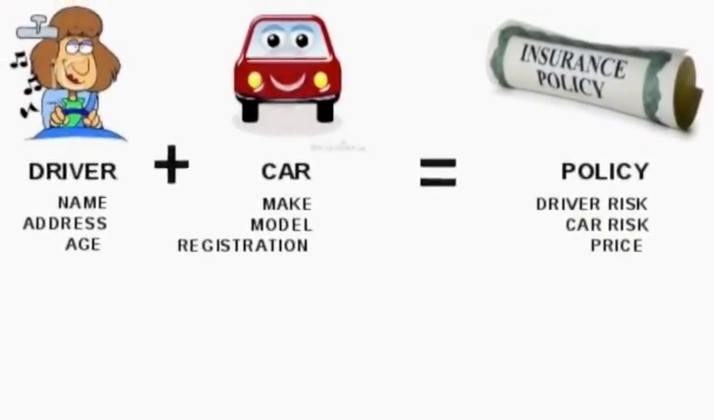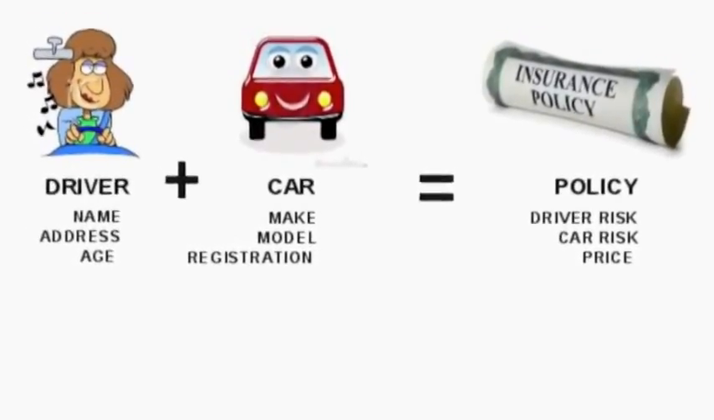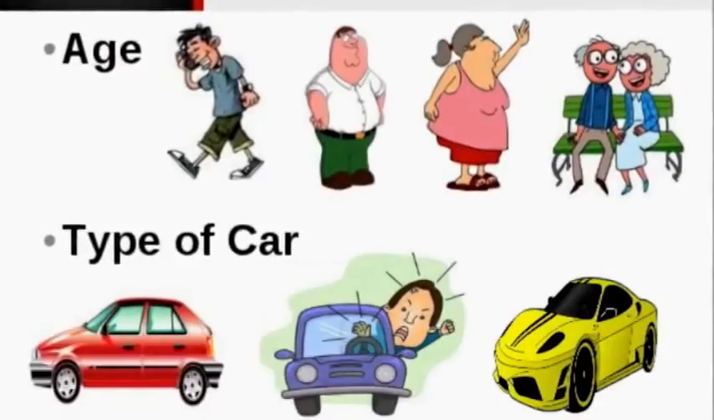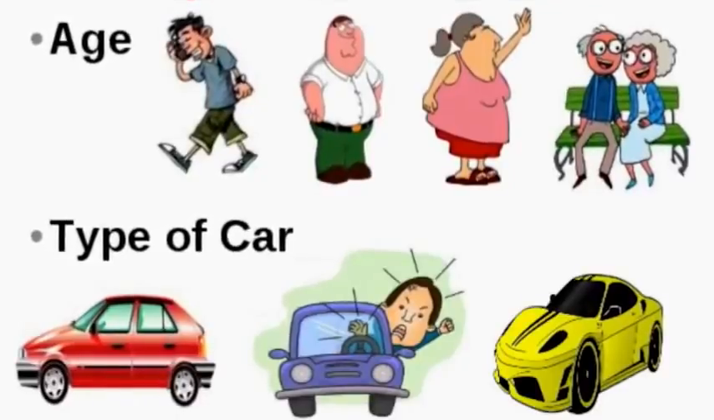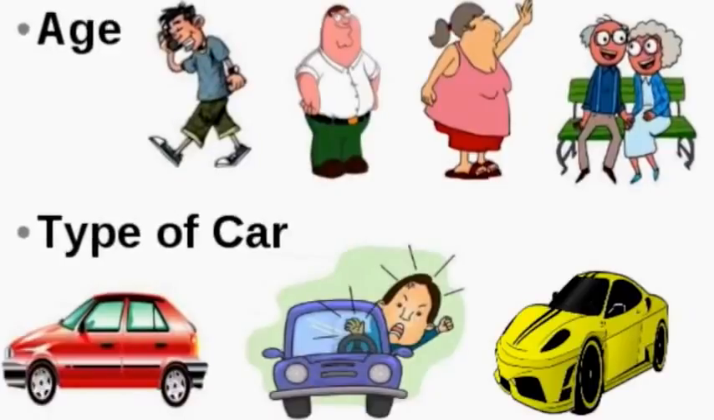The details we enter are pretty simple. We enter the driver's name, address and age, and then we ask for details around the car: make, model and registration. We simply make a decision based upon the age of the driver and the type of car he's driving, and these are the two factors that control the price.